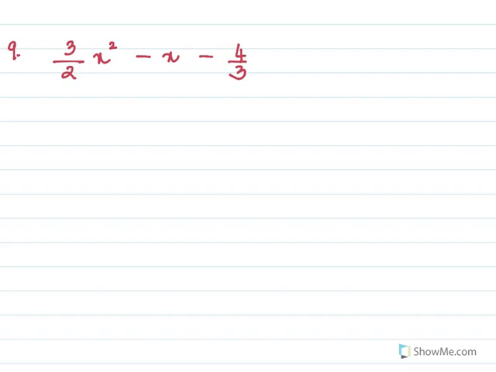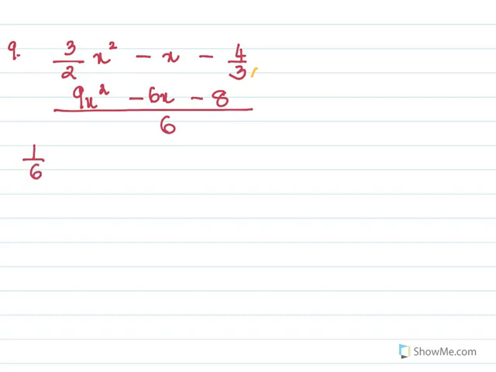Now for the 9th one. Now this sum is different because you have these fractions. But the rules remain the same. In the first case, you take the LCM of 2 and 3. The LCM will be 6, which means multiplying 3 into 3, and that would now become 9x square. Here again, 1 into 6, multiplying by 6 to make it 6, so we now get minus 6x, and here 2 into 2 to get it 6, so here we'll get now minus 8.